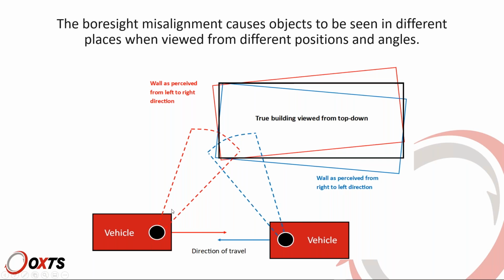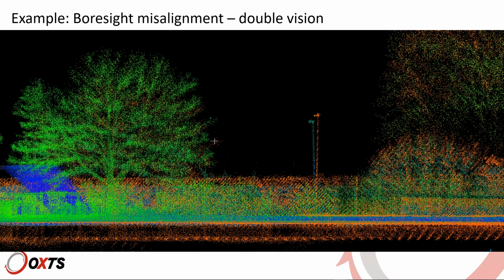When you survey that traveling in different directions, because of the Boresight misalignment, you will have that building being placed in two different positions. And when you try to put everything together, you will not have a neat result, but instead you will have a blurred image or even a double vision if the misalignment was very, very bad. Examples. So that's an example of double vision. These are two scans in opposite directions.